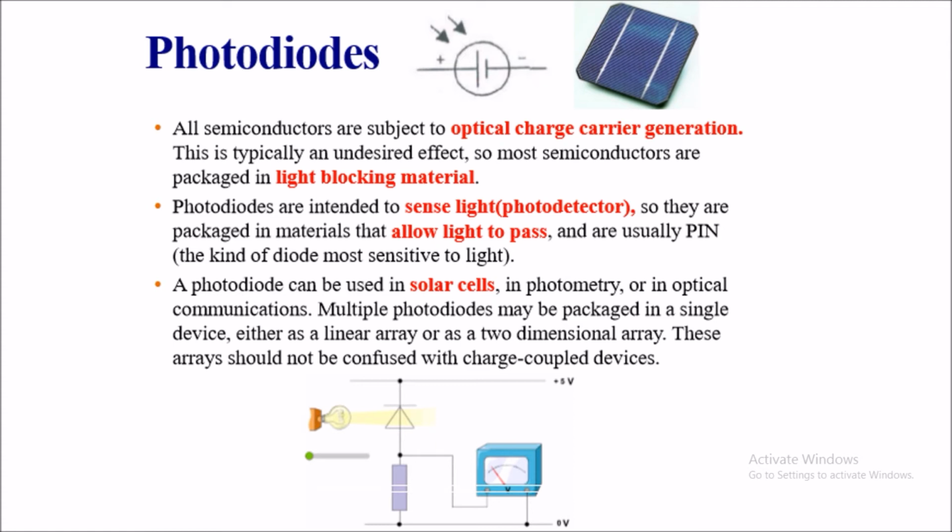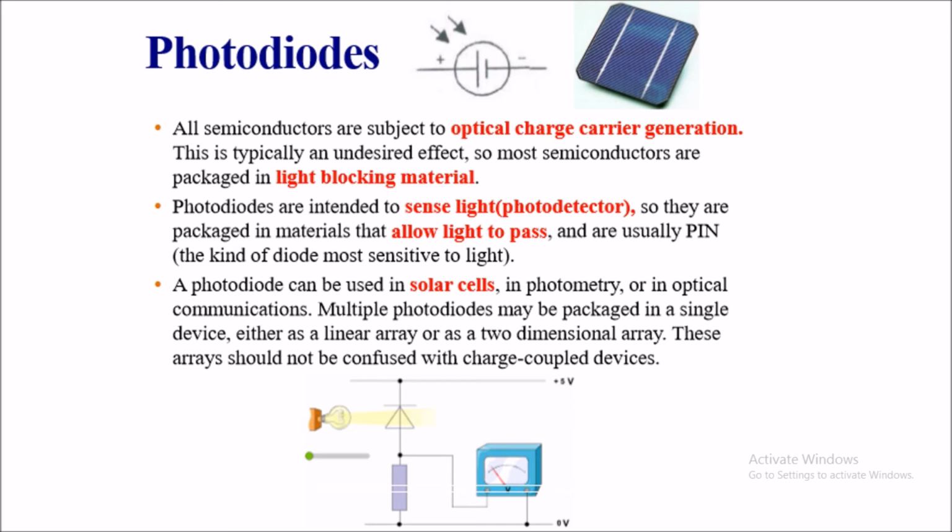الفوتو دايودز are intended to sense light, photodetectors, so they are packaged in materials that allow light to pass. Photodiodes can be used in solar cells, in photometry or in optical communications. Multiple photodiodes may be packaged in a single device, either as a linear array or as a two-dimensional array. These arrays should not be confused with charge coupled devices.